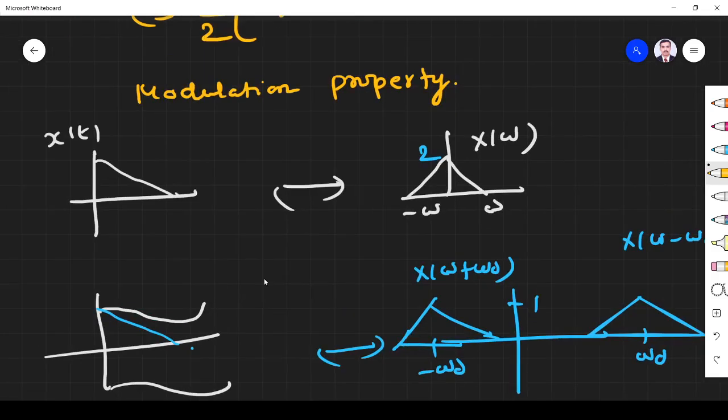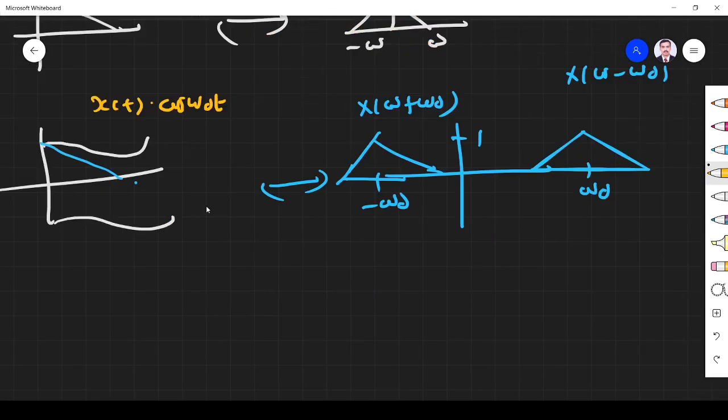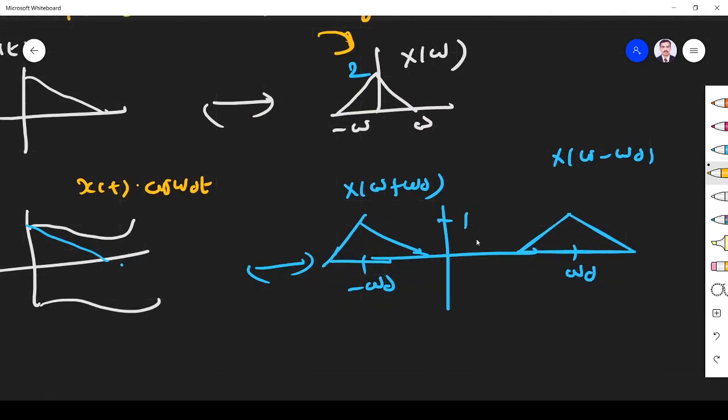So you see the difference between x of t and x of t into cos omega naught t. If x of t has a spectrum like this, x of t into cos omega naught t has a spectrum like this. That is frequency shifted. Here it is at 0, here it is shifted to omega naught. That's what modulation means.